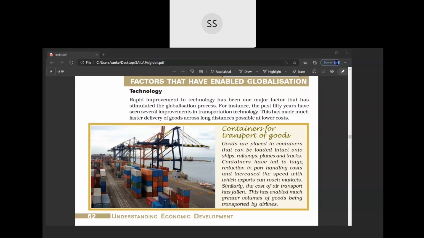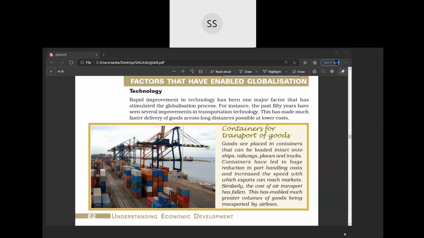Today I am going to do the next part of the chapter Globalization and Indian Economy. In this part, you will study the factors that have enabled globalization and will continue with liberalization.